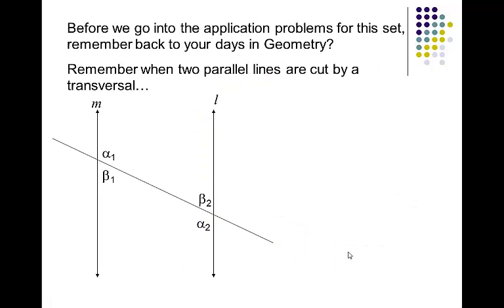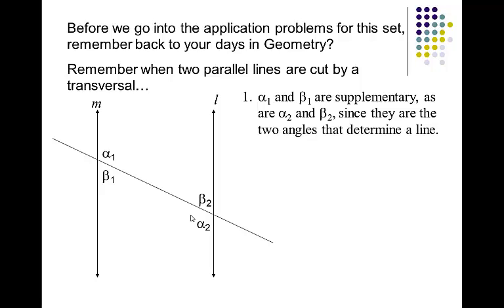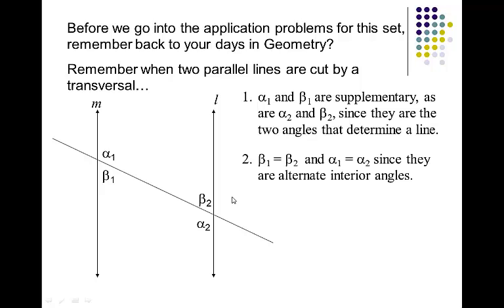Before we go into the application problems, let's hark back to your geometry days. You can probably remember when you had 2 parallel lines cut by a transversal. We had 2 things we were interested in: alternate interior angles and same side interior angles. Well, first, alpha 1 and beta 1, and therefore beta 2 and alpha 2, are supplementary angles because these are 2 angles that make up a straight line. So these 2 have to be supplementary, and these 2 have to be supplementary. Supplementary, remember, add up to 180.